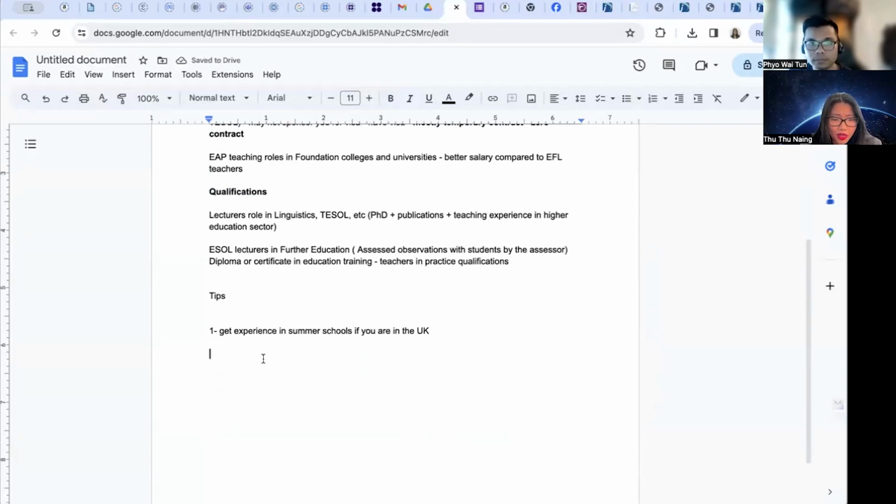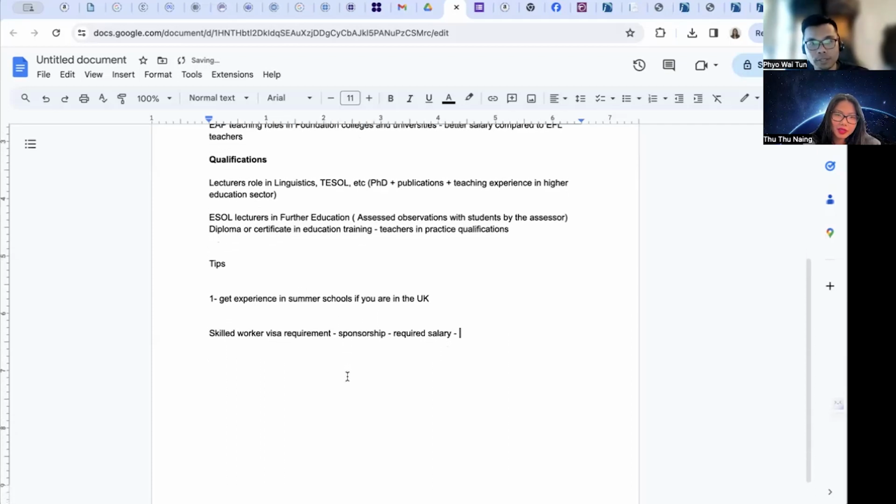So for EAP, how do we get sponsorship for EAP teaching roles? Let's talk about the skilled worker visa requirements a little bit. It's sponsorship, right? So it's not about EAP specifically. It's more like, can you get sponsorship from work? I think people outside the UK might want to know that, because we need that sponsorship visa to work, so they might be more interested in that too.